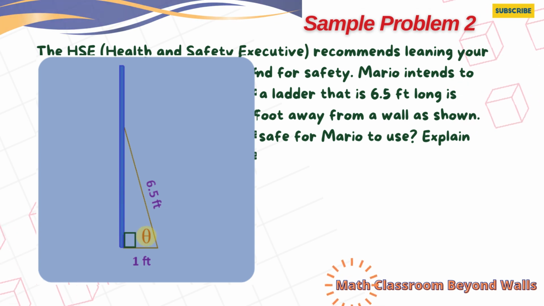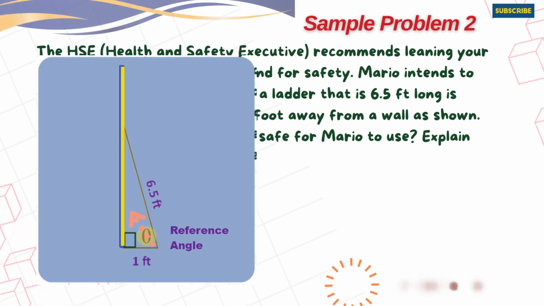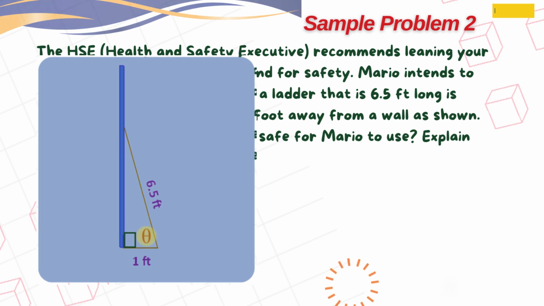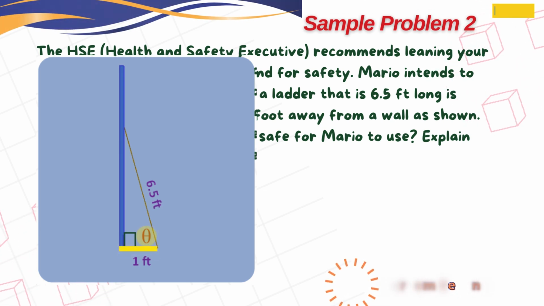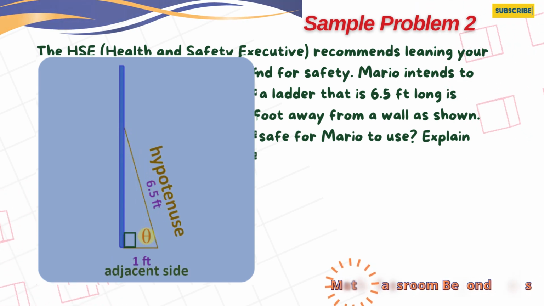Let's go. Across the reference angle is the opposite side, but there's no value given there, so we will not label that side. Next, we label the adjacent side, the side next to the reference angle. Finally, we label the hypotenuse.